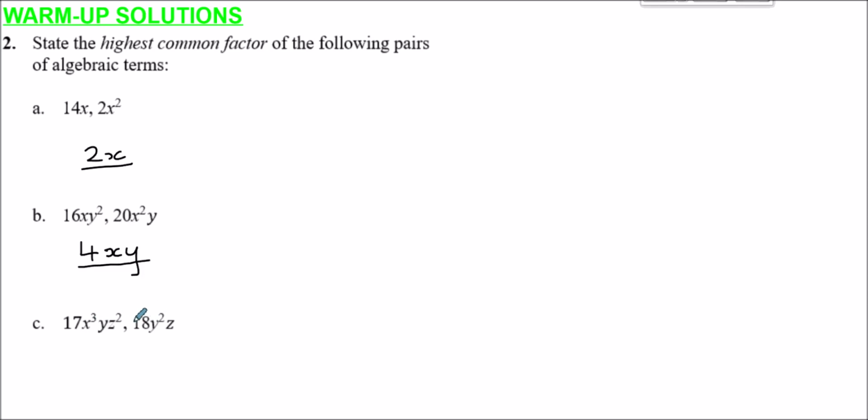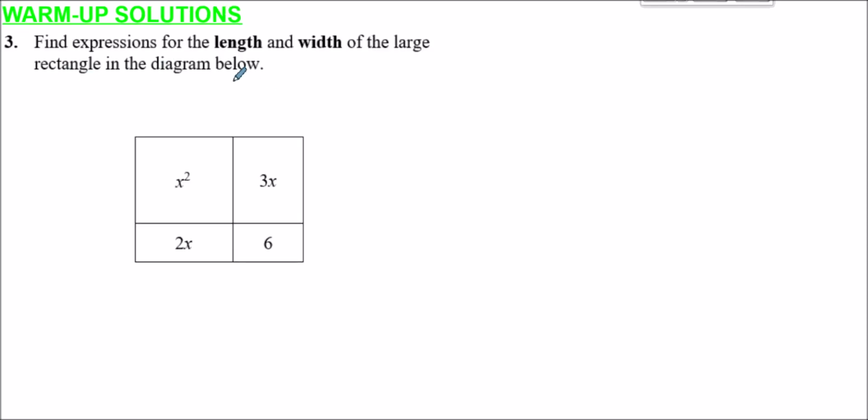For the y's, we've got one y here, y times y over there, so there's only one y common to both. And the z's, z multiplied by z here, just one z here. So only one z common to both terms. So the highest common factor for this one is just yz. We don't need to put 1yz, just yz.